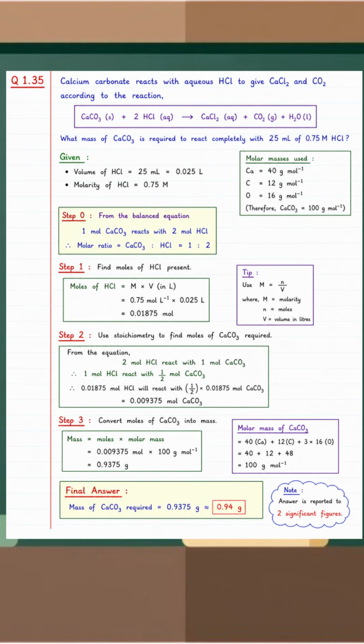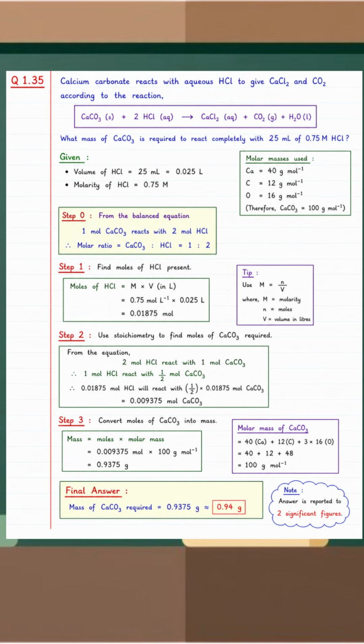Step 2. Use stoichiometry to find moles of calcium carbonate. From the equation, 2 moles of hydrochloric acid react with 1 mole of calcium carbonate. So, 1 mole of hydrochloric acid reacts with 1/2 mole of calcium carbonate. Therefore, 0.01875 moles of hydrochloric acid will react with half of that amount of calcium carbonate. So, moles of calcium carbonate equals 0.009375.